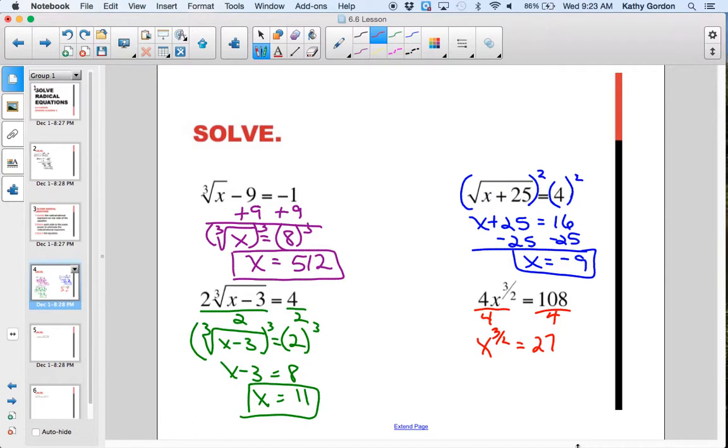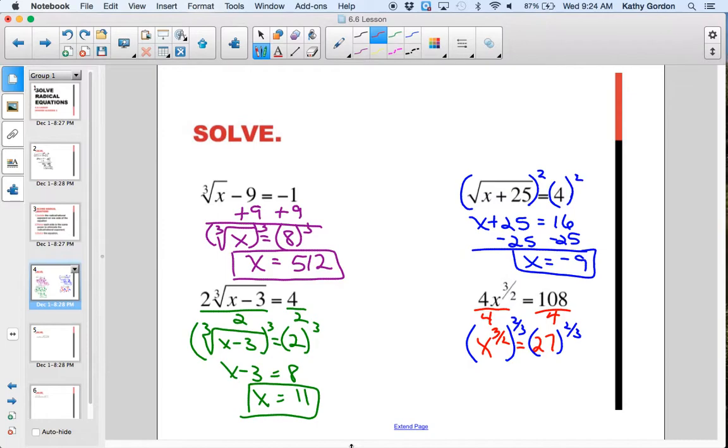If I take both sides and raise it to the power of the reciprocal. Let that sink in for a second. Right? If I raise this to the power of the reciprocal, what's going to happen here when I take x to the 3/2 and raise it to the 2/3? It's going to turn into just x, right?